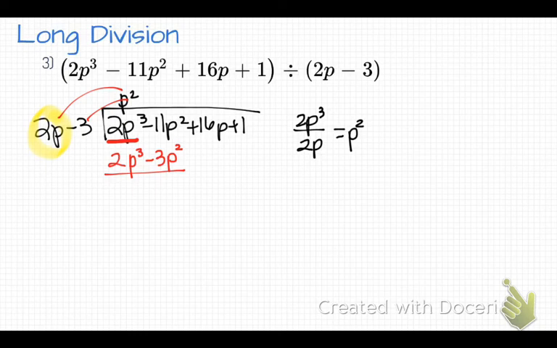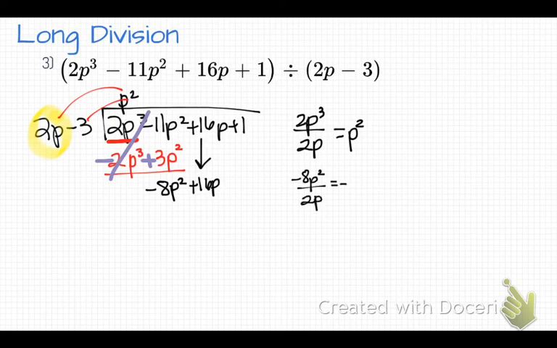So I'm going to subtract. 2p cubed minus 2p cubed is 0. And negative 11p squared plus 3p squared is negative 8p squared, yes? Am I right so far? Okay, then I'm going to bring down the 16p. Is that okay so far? Now, negative 8p squared divided by 2p is negative 4p, am I right?